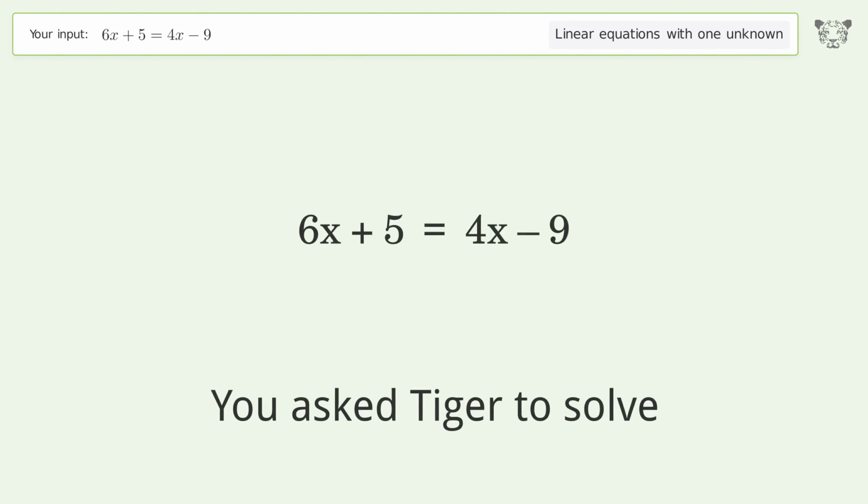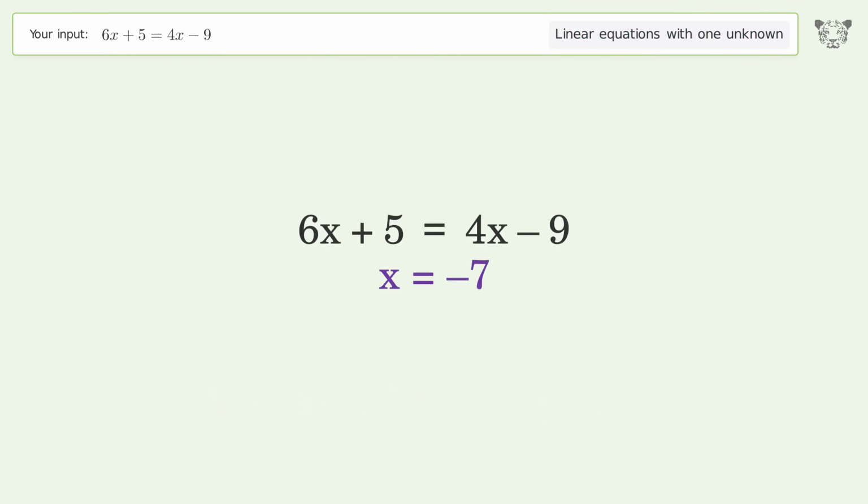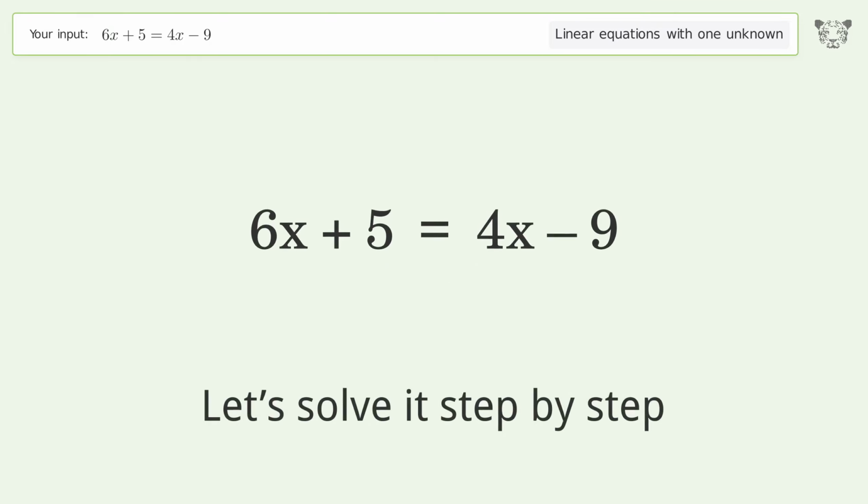You ask Tiger to solve. This deals with linear equations with one unknown. The final result is x equals -7. Let's solve it step by step.